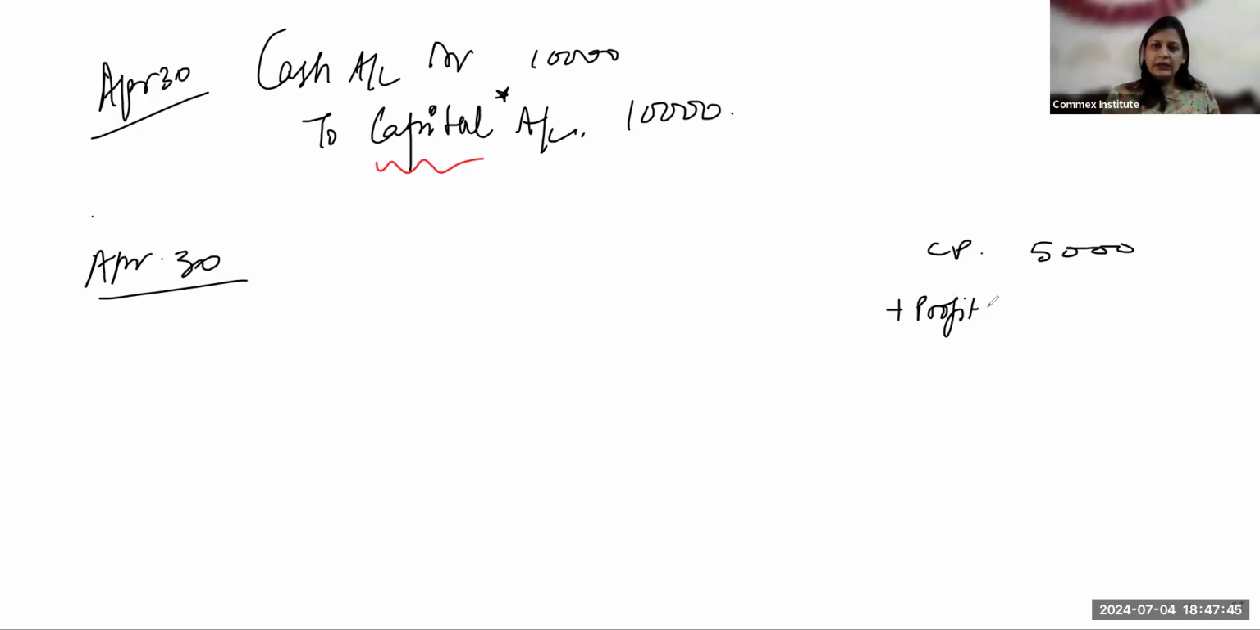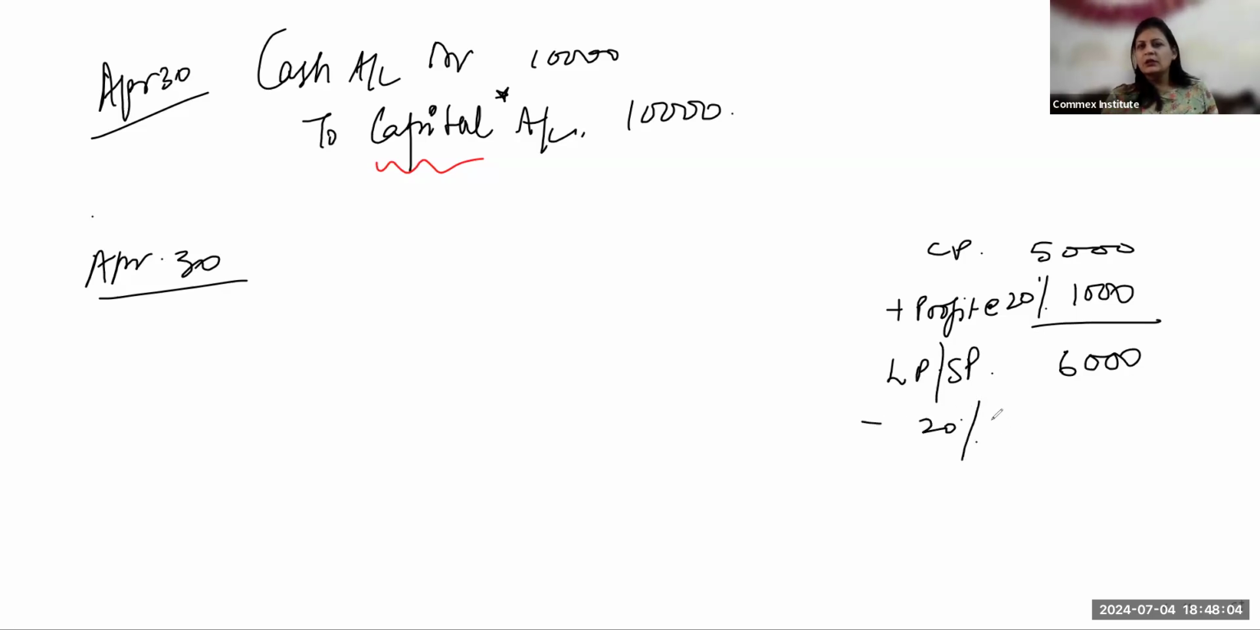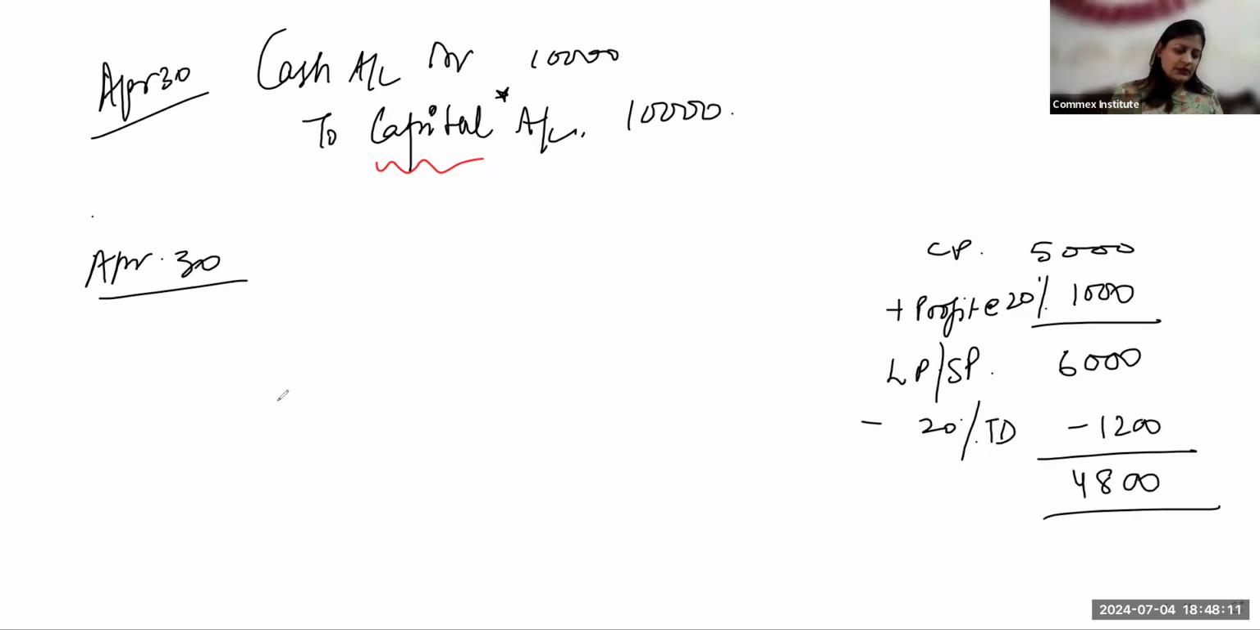That's good. We'll calculate profit at the rate of 20%. We have to add first on cost. So it will be 20% of 5,000, 1,000. So the list price, or the selling price, comes out to be 6,000, and then 20% trade discount. So it will be minus 1,200. So that comes out to be 4,800. You told 4,800 only?